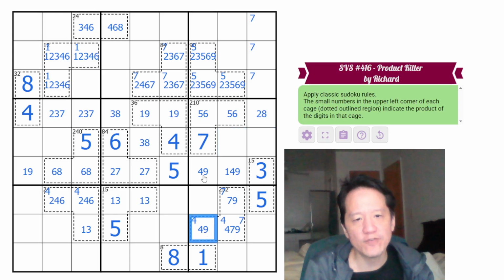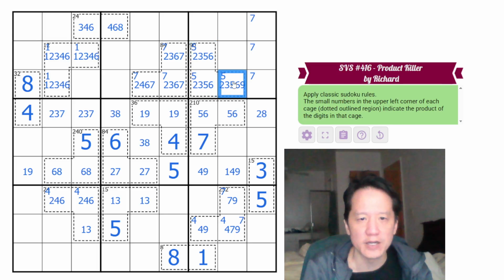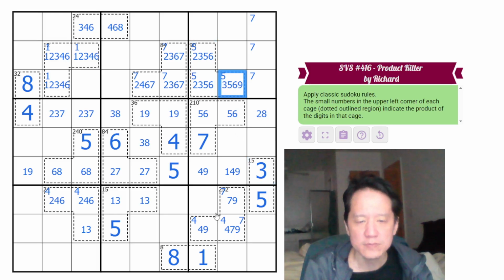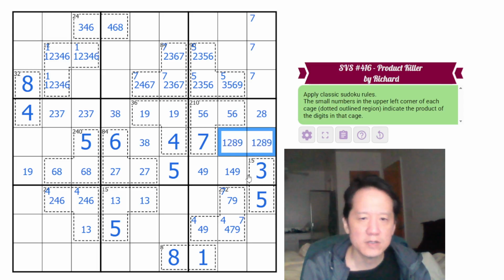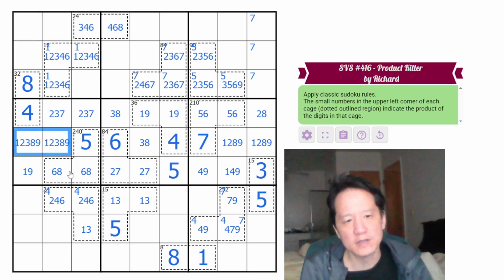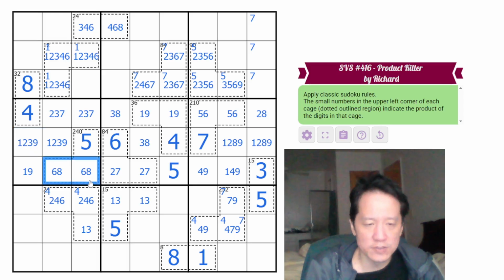Oh, we do have a 4, 9, 4, 9 pair in column 7, which eliminates 4 and 9 in the rest of the column. This can't be 9. So if this is 2, 5, and 9, the 2 has to be one of these. So this cannot be 2. This is 1, 2, 8, and 9. And this is 1, 2, 3, 8, and 9. Can't be 8, though, because one of these is 6 or 8.